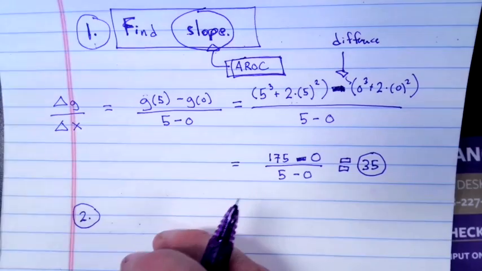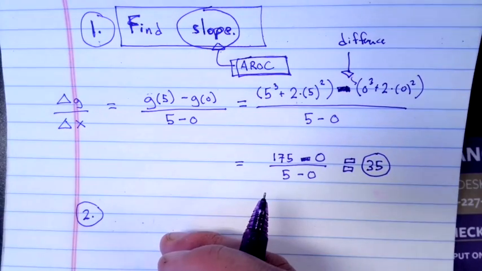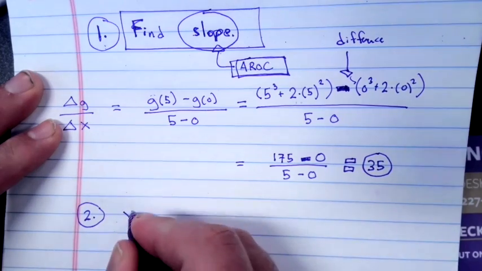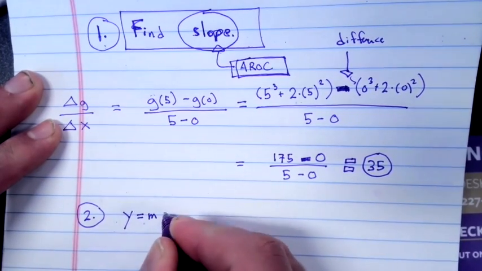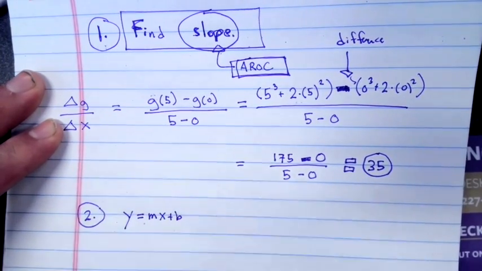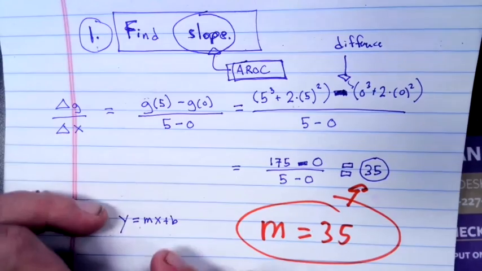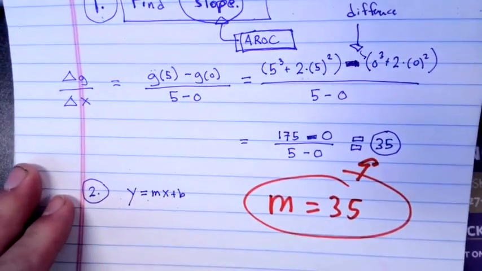How many of you prefer point slope form? How many of you prefer slope intercept form? Okay, so if you want to use slope intercept form, you can start out with y equals mx plus b. And I already know that my m here is 35. Now, how do I get my x and my y to solve for my b?